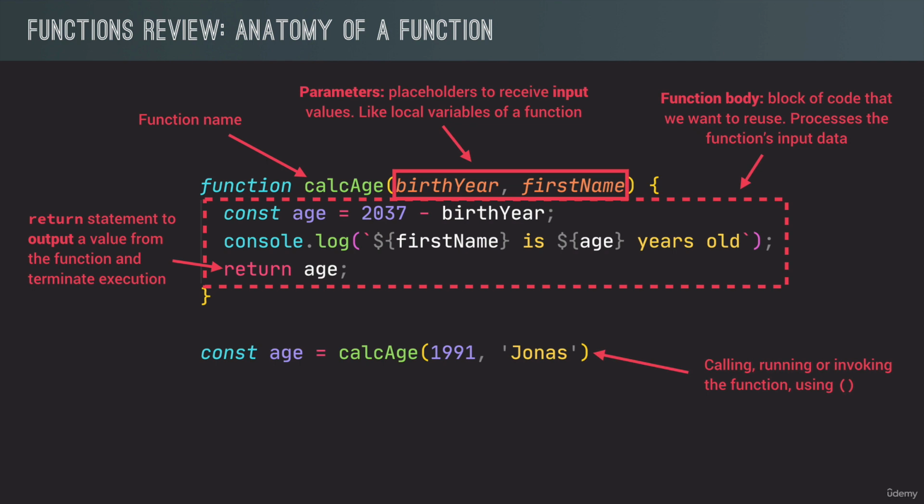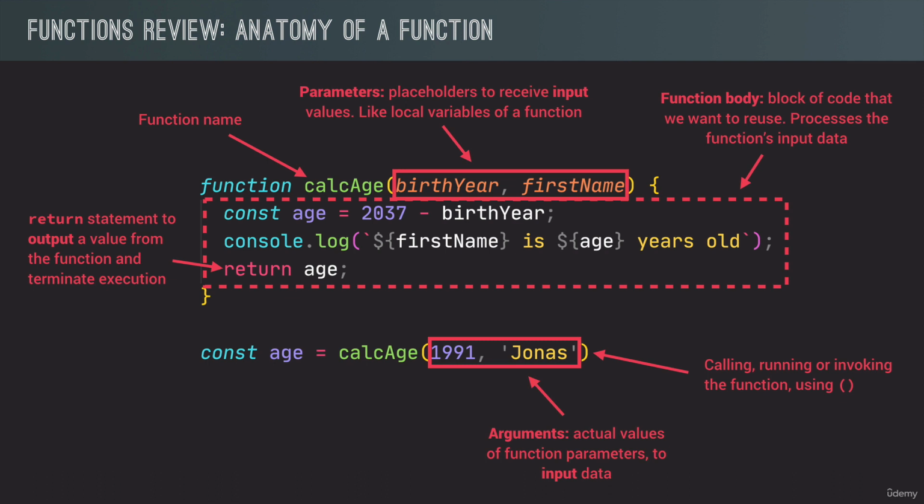Now in this case, since the function actually has parameters, we then call the function with arguments. And these arguments are the actual values of the function parameters. So we use these to input the actual data into the function. And we can also imagine this as replacing the placeholders that are the parameters.